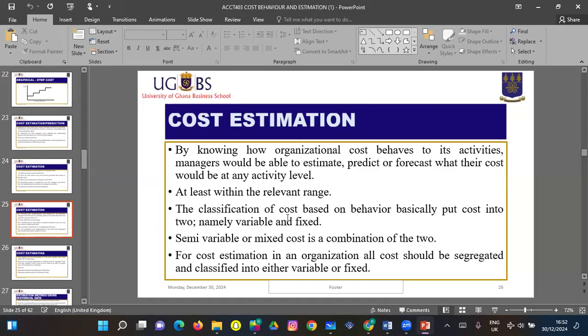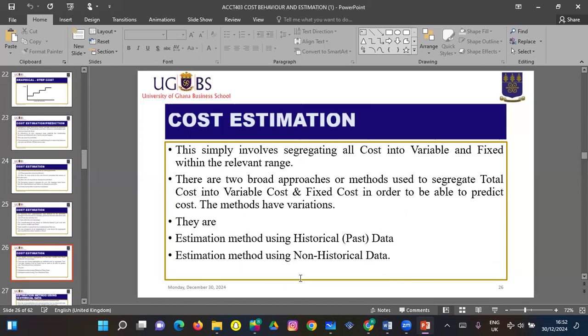So the classification of cost based on behavior basically puts cost into two, namely variable and fixed. Semi-variable or mixed cost is a combination of the two. For cost estimation in an organization, all costs should be segregated and classified into either variable or fixed. There are two broad approaches or methods used to segregate total cost into variable and fixed in order to predict the cost. The methods have variations.